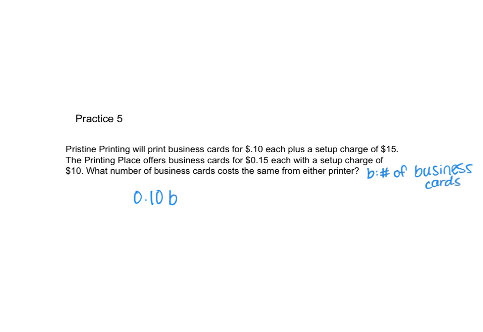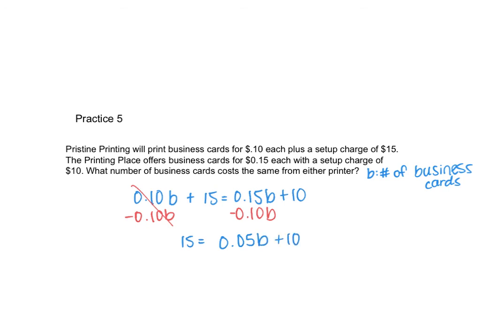Okay, so 0.10B plus 15 is going to be equal to 0.15B plus 10. Okay, we can subtract the 0.10B minus 0.10B. These will cancel. You'll be left with 15 equals 0.05B plus 10, minus 10, minus 10.